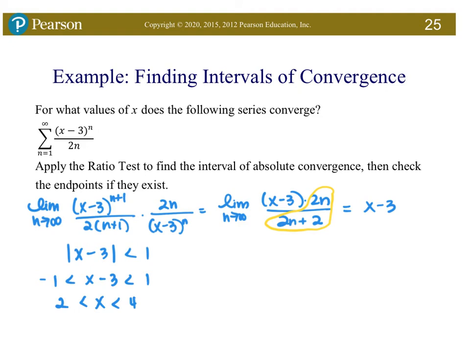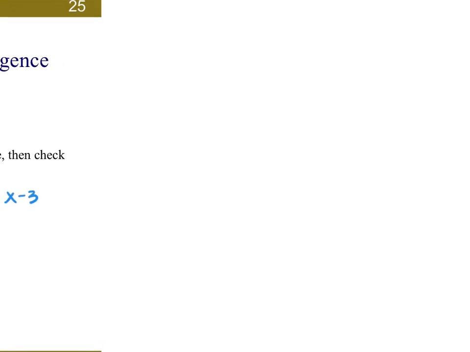Now we want to find out if we can extend this interval to include the endpoints or not, and possibly to have conditional convergence at the endpoints. Okay, so I'm going to use my extra paper over here, and we're going to check 2 and we're going to check 4 and see what happens. All right, checking 2.